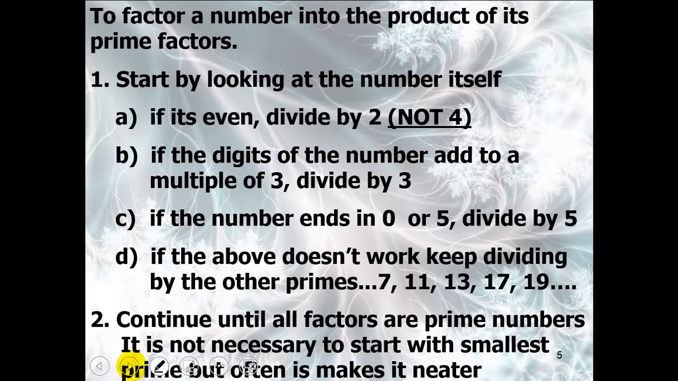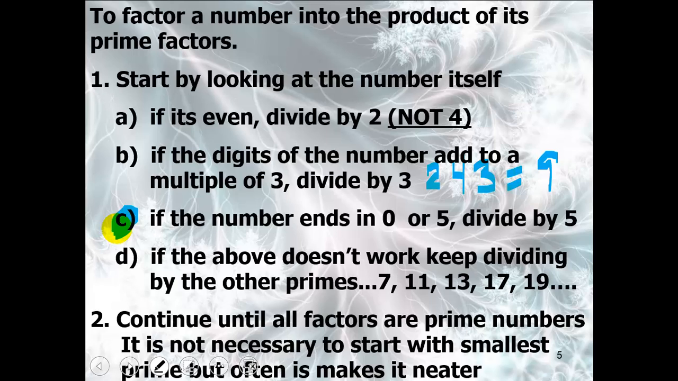If the digits of the number add to a multiple of 3, divide by 3. So what this means is that, say we have 243. 2 plus 4 is 6, plus 3 is 9. 9 is a multiple of 3, so 243 is divisible by 3. That's what that rule means. This one is my easiest one to remember. If the number ends in 0 or 5, divide by 5.